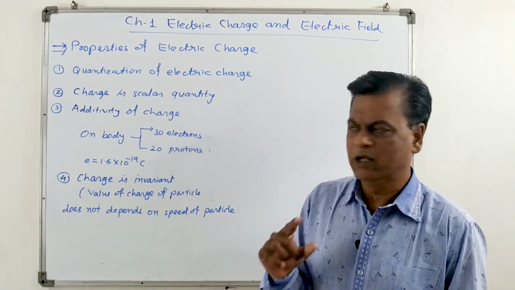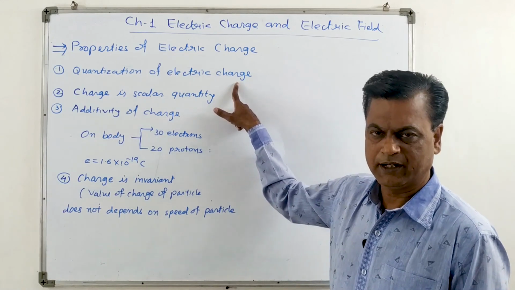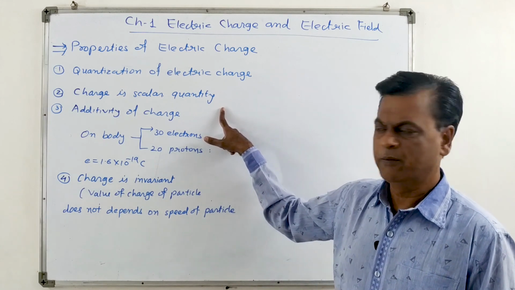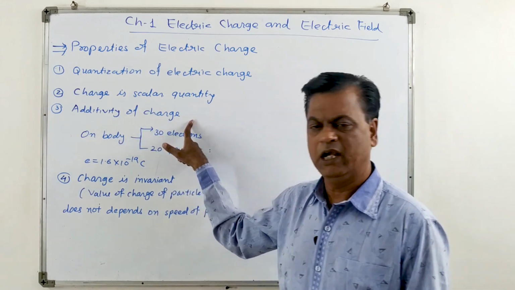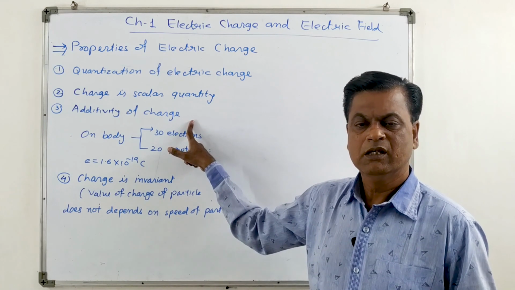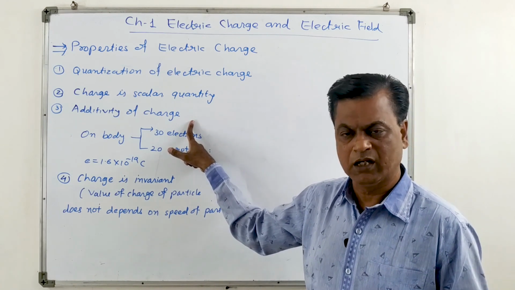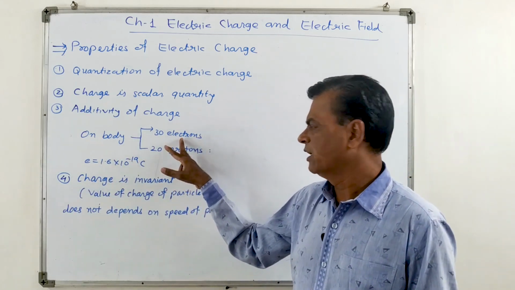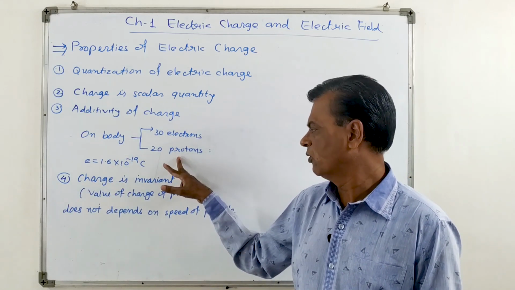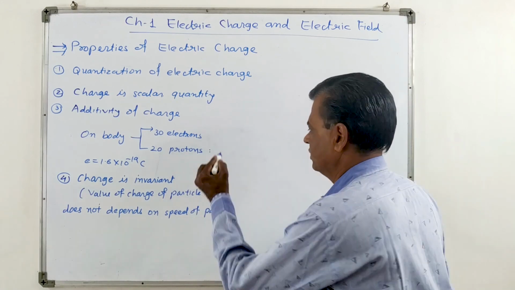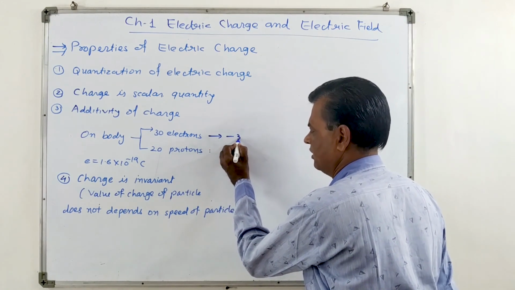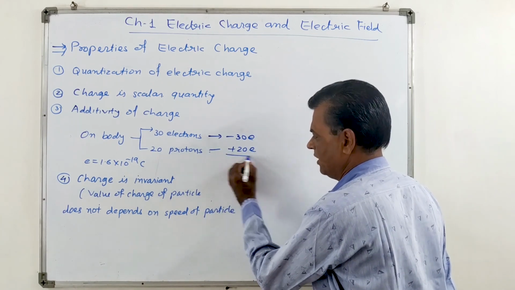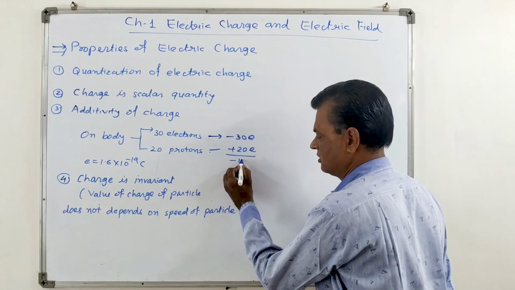I have explained one property, quantization of electric charge. Now the second property: charge is a scalar quantity. Third property, additivity of charge. Additivity of charge means charges are added algebraically. To explain this, consider that on a body there are 30 electrons and 20 protons. The charge of the 30 electrons is minus 30e, and the charge of the 20 protons is plus 20e. So the algebraic sum is minus 30 plus 20, which is minus 10e.